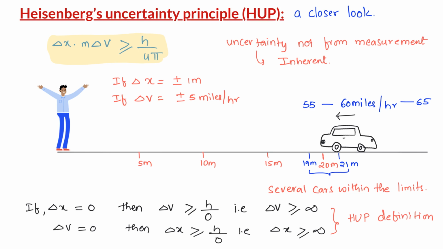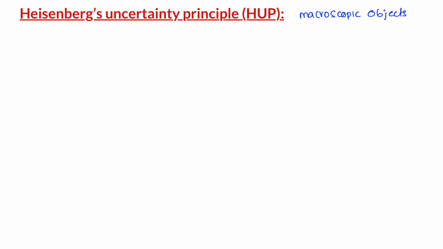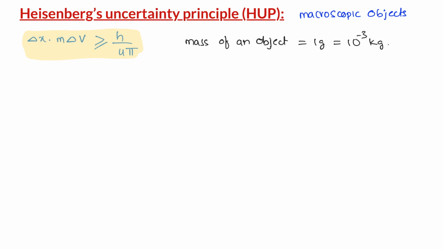Just like the de Broglie's wavelength, Heisenberg's uncertainty principle is applicable only for microscopic particles like electrons and protons, and it becomes insignificant for macroscopic objects like football or a car, etc. In the next couple of slides, we will understand why. Let us say we apply Heisenberg's uncertainty principle on a macroscopic object which weighs 1 gram.